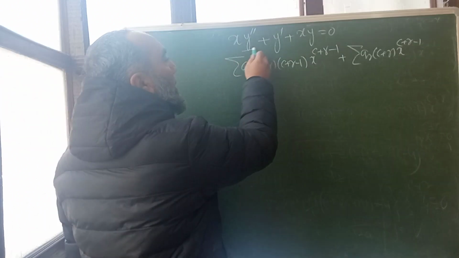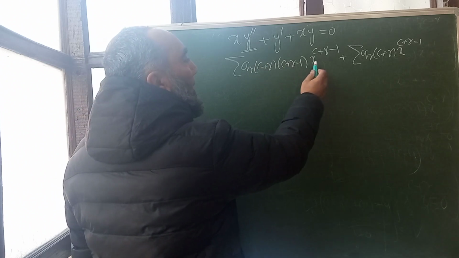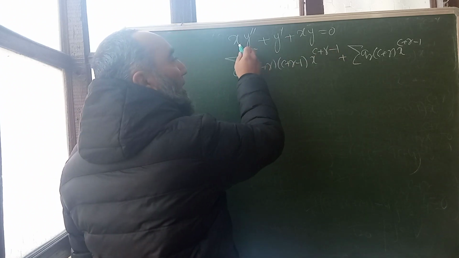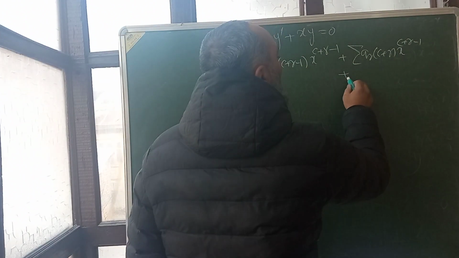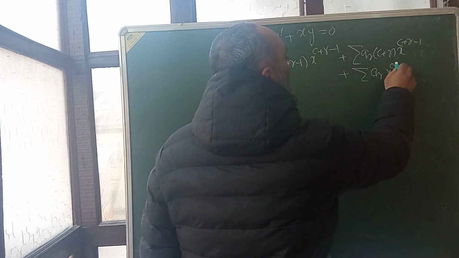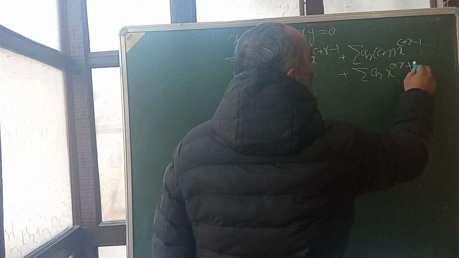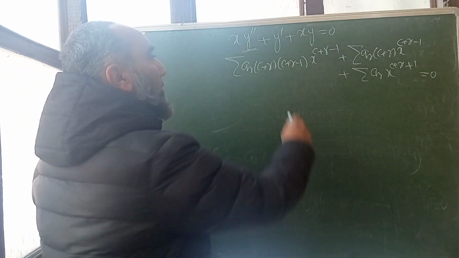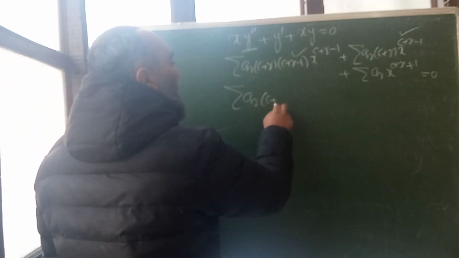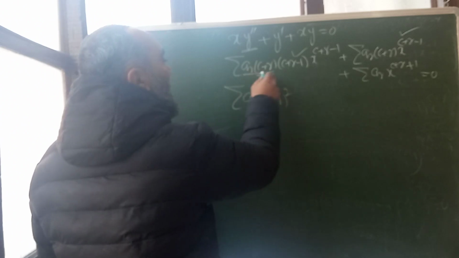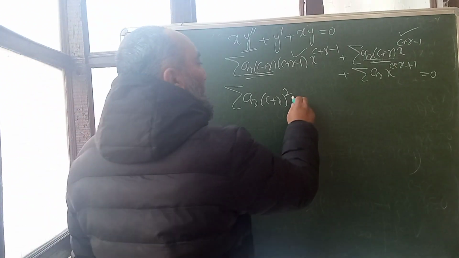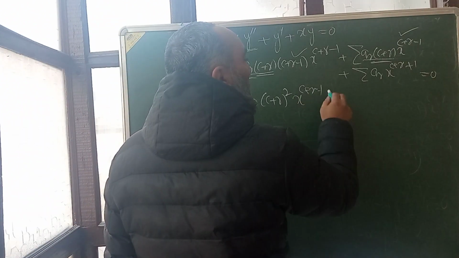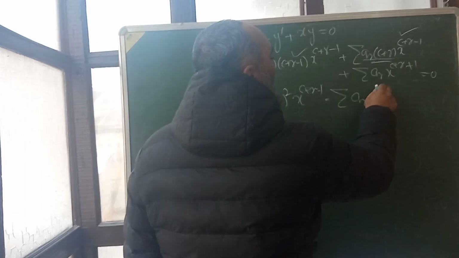Got it? Y double dash is AR (C plus R)(C plus R minus 1) x raised to the power C plus R minus 2. But x is here, so minus 2 and plus 1. So minus 1. This is y dash, which is this one, plus xy. This is AR x raised to the power C plus R. This is y and multiply by x. So plus 1 is equal to 0. Fine. Now collect coefficients of these two. This will be AR (C plus R) whole square. See, C plus R, AR, C plus R, AR, C plus R. This is C plus R minus 1 and plus 1. X raised to the power C plus R minus 1 is equal to summation AR x raised to the power C plus R plus 1.